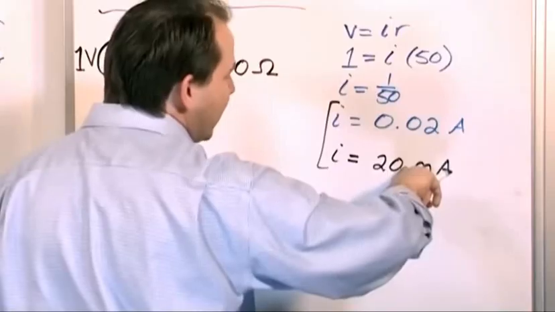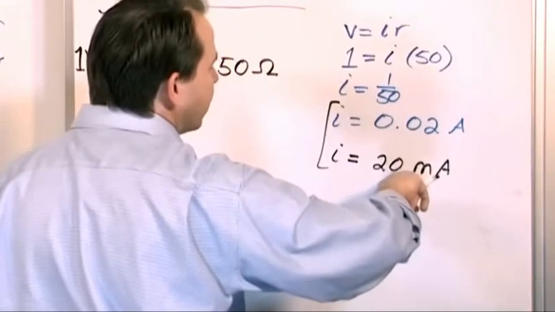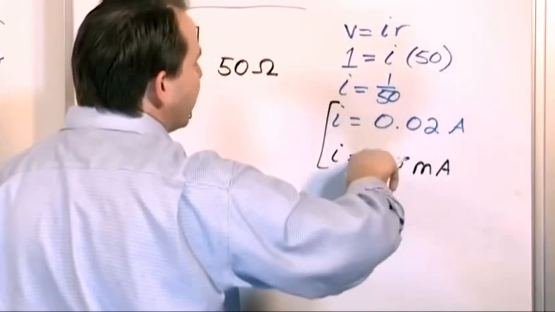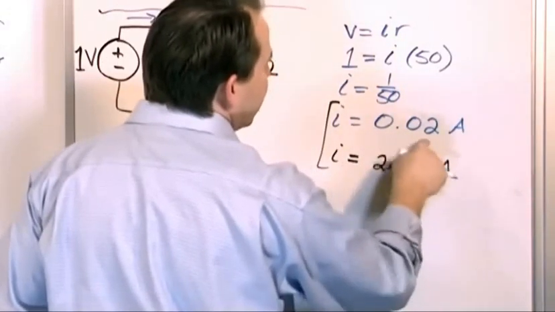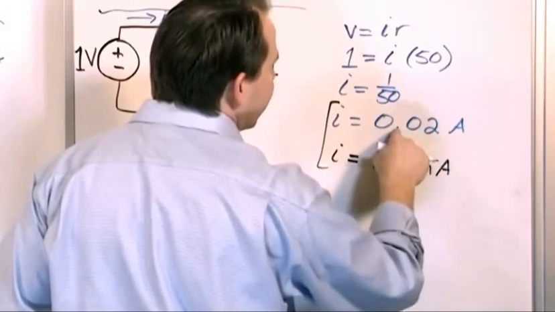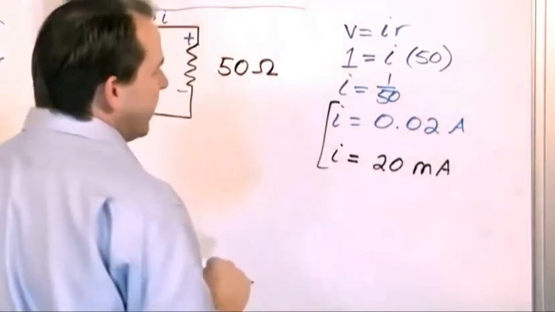So if your decimal is here and you move it 3 places to the left, it'll be 1, 2, 3, and you get your 0 there, which is exactly here. Another way to think of it is if you're going to go from here to milliamps, you need to shift the decimal 3 places, 1, 2, 3. So it's going to be 20 milliamps.